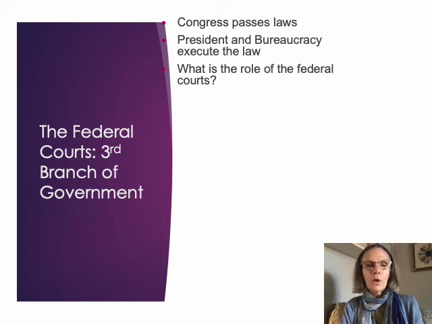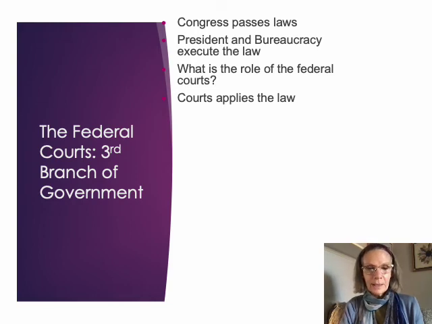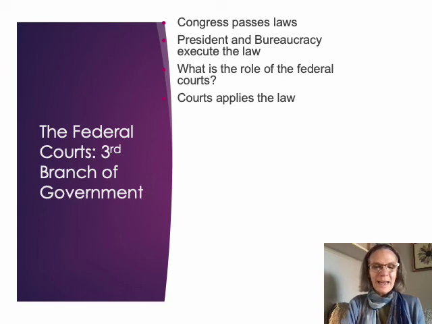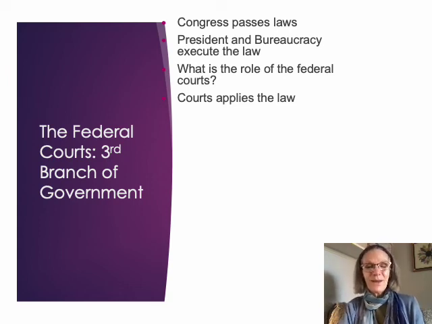So what is the role of the federal courts? What do the courts do in American government? Well, the main thing that they do is that they apply the law, okay? So the law is passed, the law is enacted, and then the court is there to make sure that the law is followed, that it applies the law to the actions of those who are in the United States.